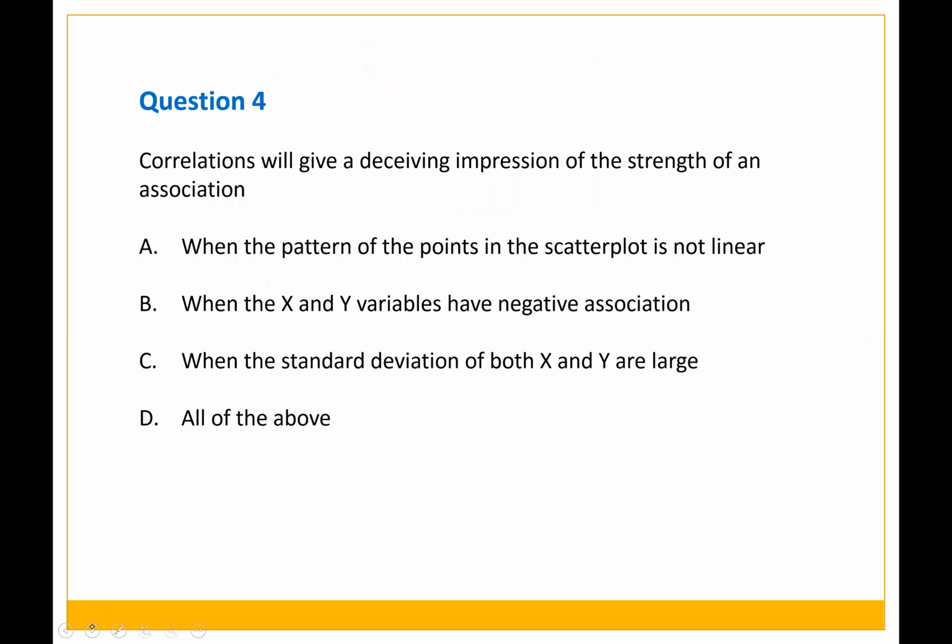Again, mute me if you want to work on it on your own. Correlations will give a deceiving impression of the strength of an association. A: when the pattern of the points in the scatter plot is not linear. Now, we use correlations, and from the scatter plot is where you assume that the relationship between the two variables is linear. But when the pattern of the points in the scatter plot is not linear, correlation is not a suitable parameter to show the strength of the relationship between the two variables, because correlation is defined and computed based on the linear relationship assumption.